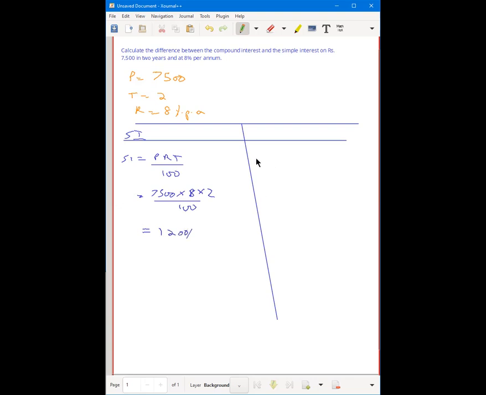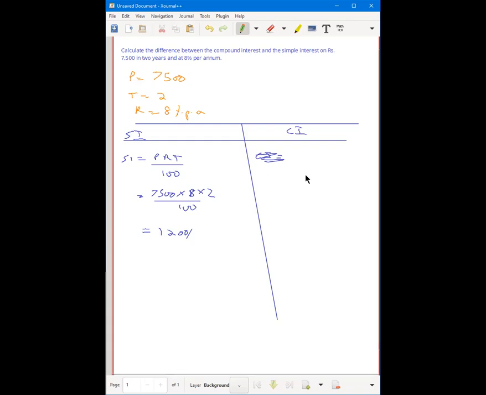Okay, let's find out the CI. So how do we find compound interest? The interest of the first year is equal to PRT upon 100. That is 7,500 into 8 into 1 upon 100, which works out to be 600. Aryan, what if we do this with the formula method itself?